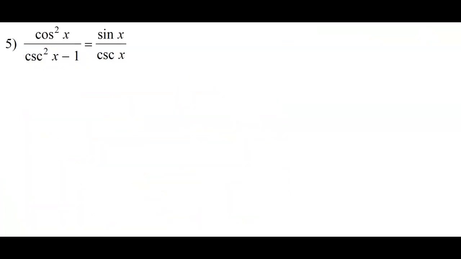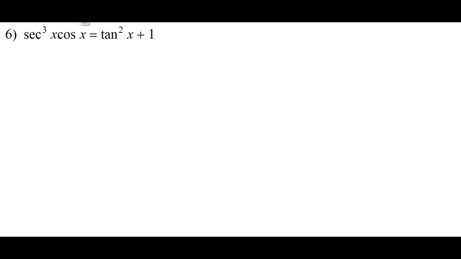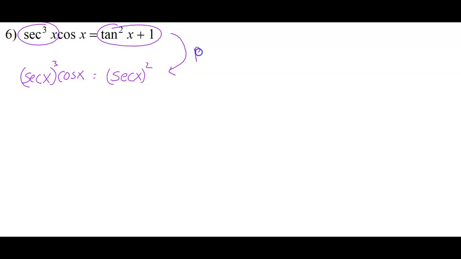Number 6. All right, once again, I see something as being squared here with a 1, and so I wonder to myself, is that a Pythagorean identity? And the answer is yes. That actually is equal to secant of x squared. This is weird. We don't see too many of those, but what that means is that's secant x to the 3rd power. All right, so that's a Pythagorean identity.